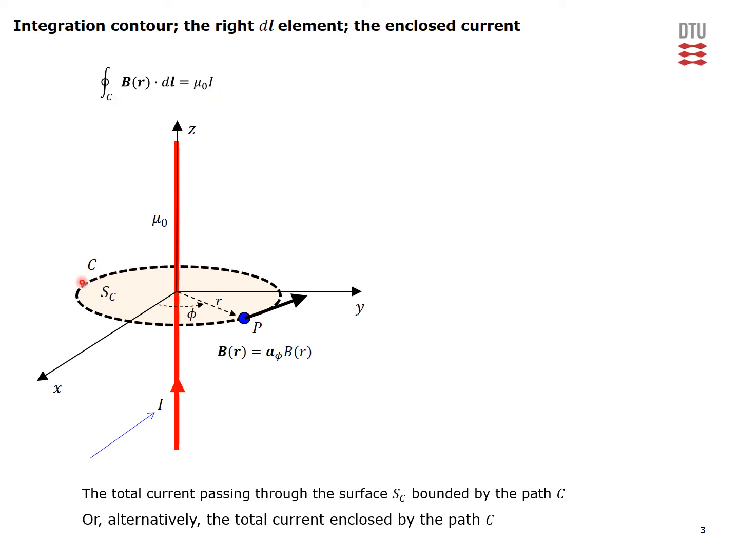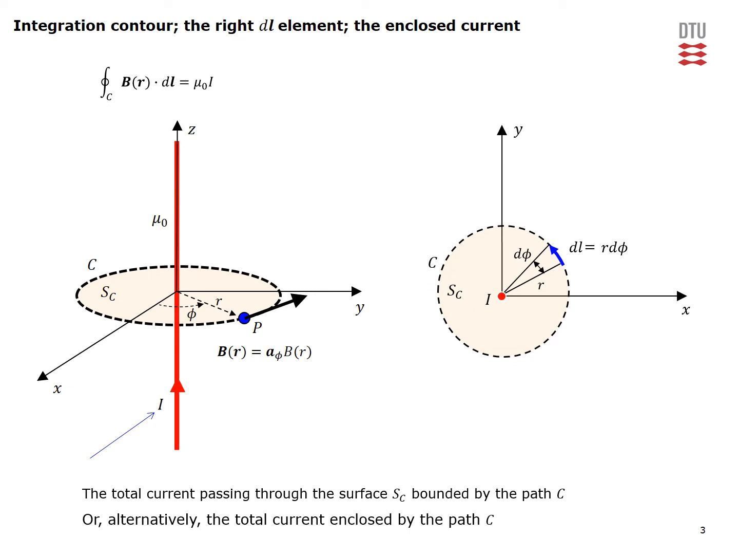Here we can see the path C over here, and this is the surface which is bounded by this path. So the total current passing through the surface here is given by our current in the line current, or alternatively we say that this is the total current which is enclosed by the path. So we know what the total current is.